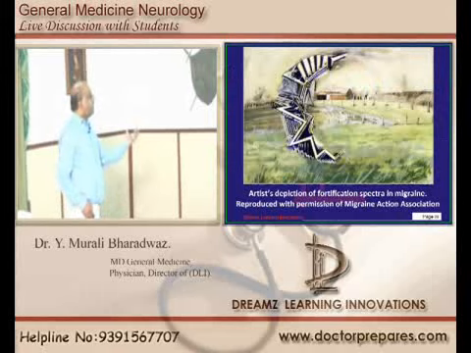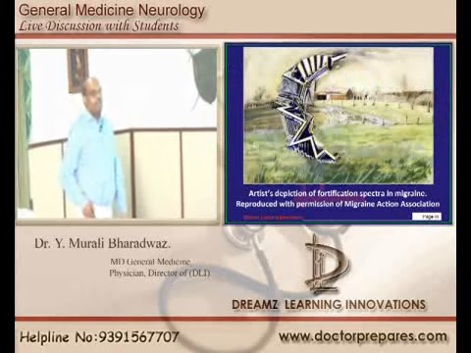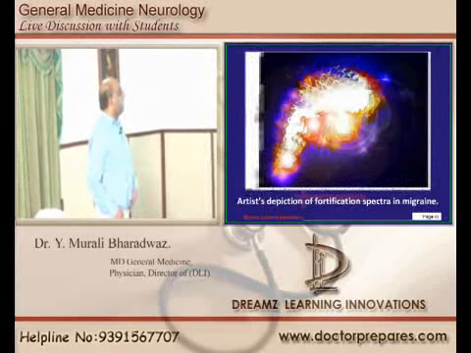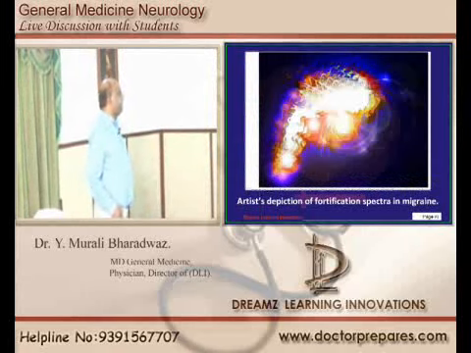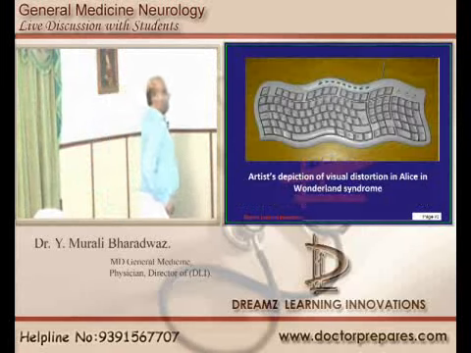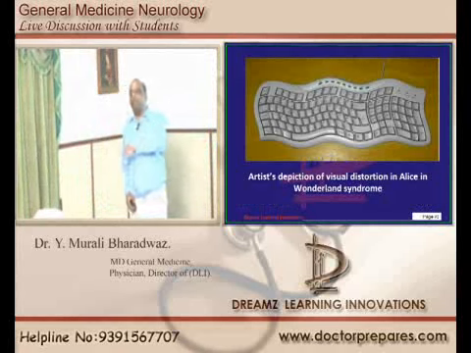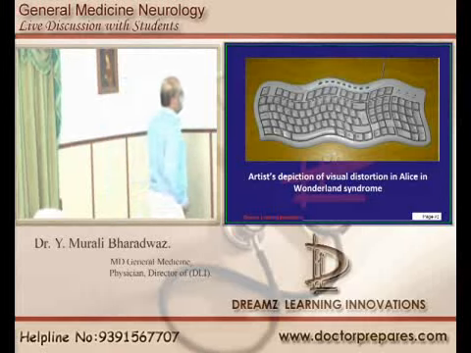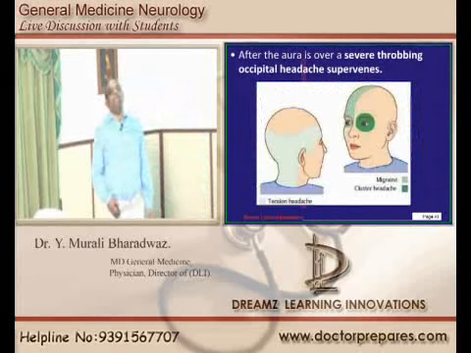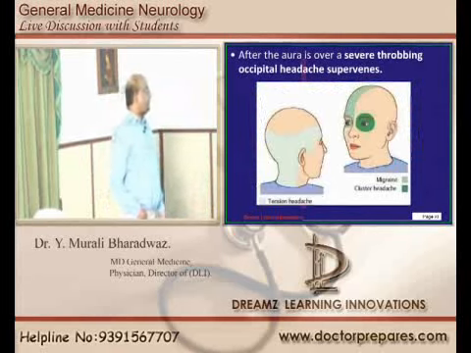And this is a typical fortification spectra which the patient can have if he is having the migraine. And this is a fully intense fortification spectra the patient will have when he is having migraine. And there can be visual distortion of the objects, which is called Alice in Wonderland syndrome, which can be seen in case of these patients. And there will be a severe throbbing occipital headache which will be supervening, is what you need to identify.